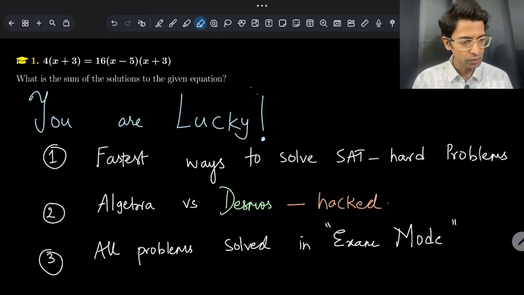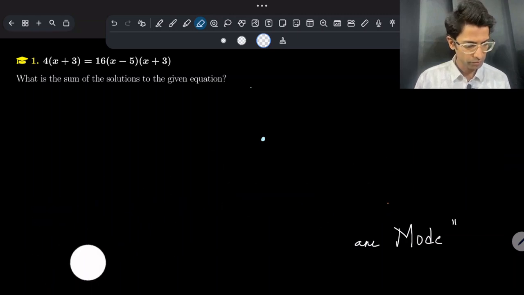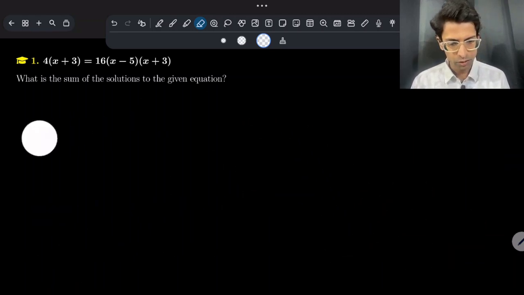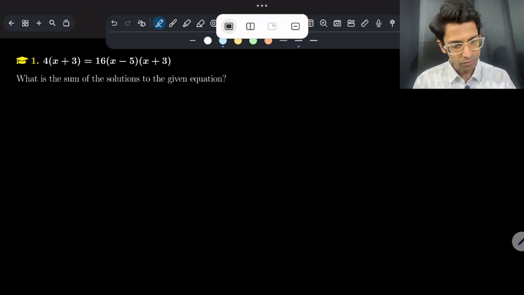Let me erase this first. Let's get going. So here is the first question. 4 into x plus 3 is equal to 16 into x minus 5 into x plus 3. What is the sum of the solutions to the given equation? Desmos.